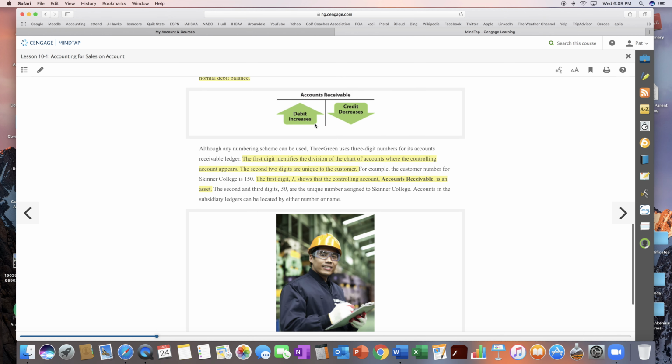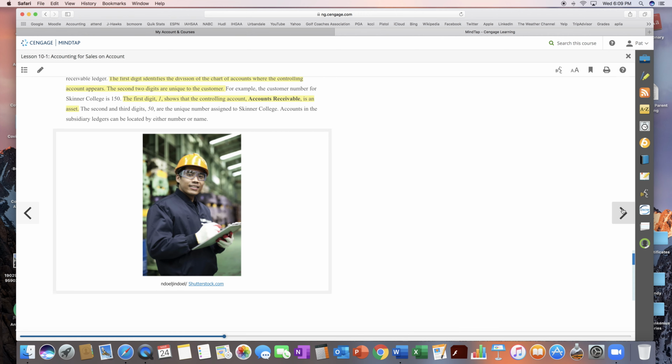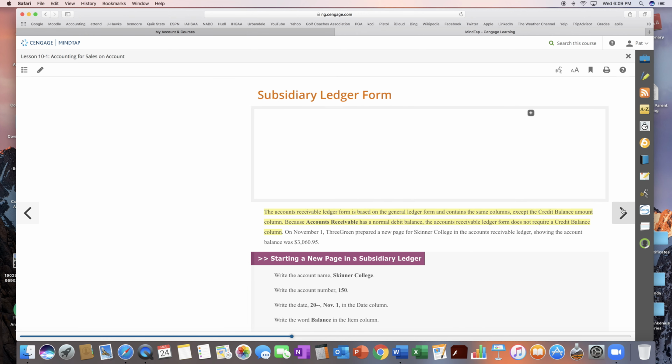When we do accounts receivable, just like before, the subsidiary number works like this: the first digit is where it arrives in the chart of accounts, assets for accounts receivable. The second two digits are unique to the customer, where it fits in the subsidiary ledger. We usually do them alphabetically, every 10, like we've done. Again, the controlling accounts receivable is going to be an asset, so it starts with a 1.